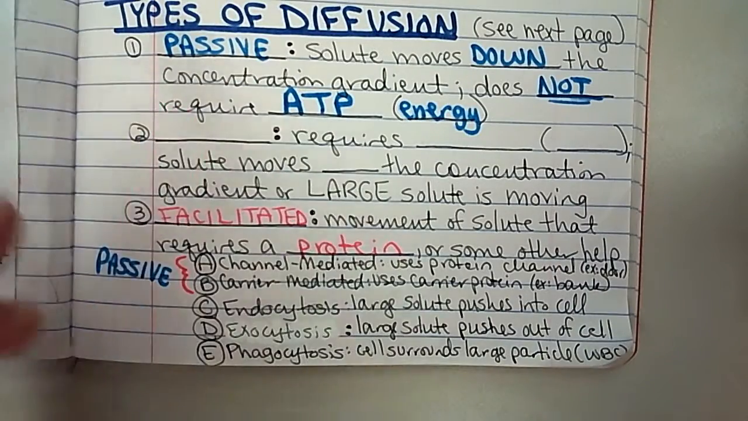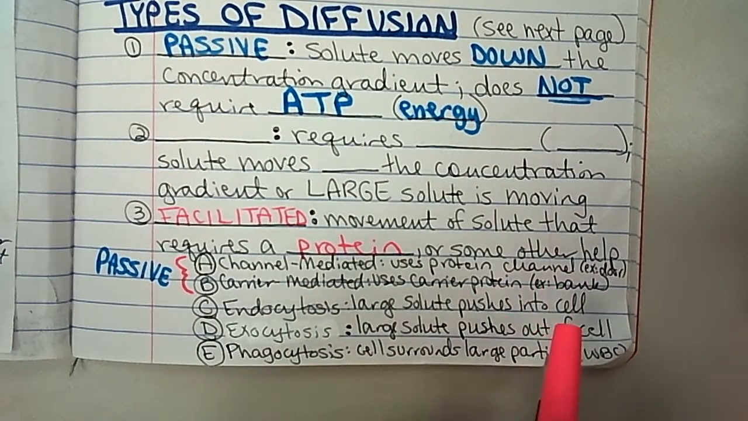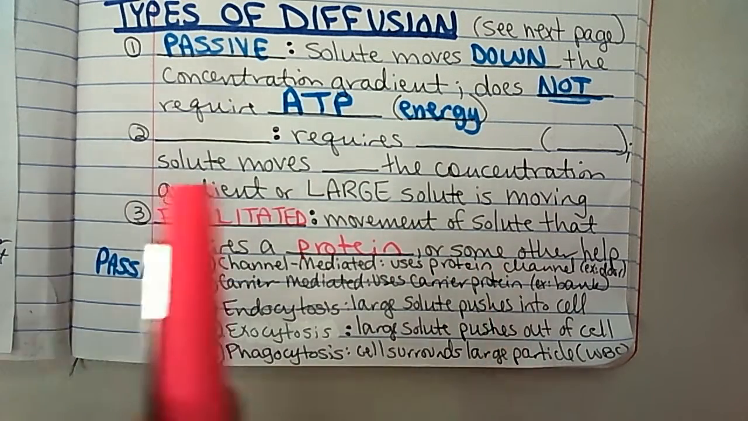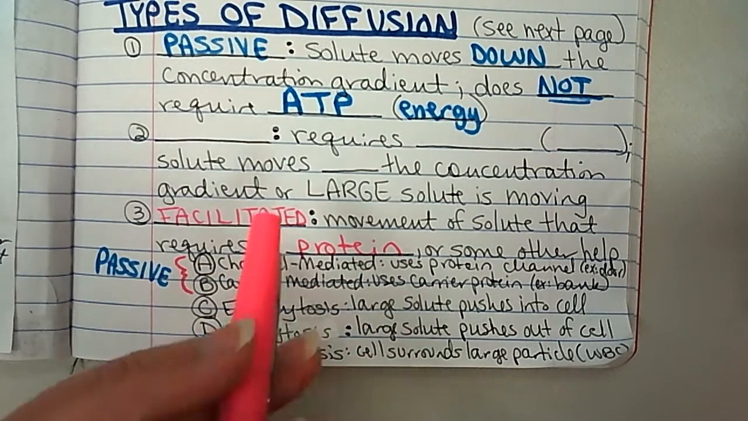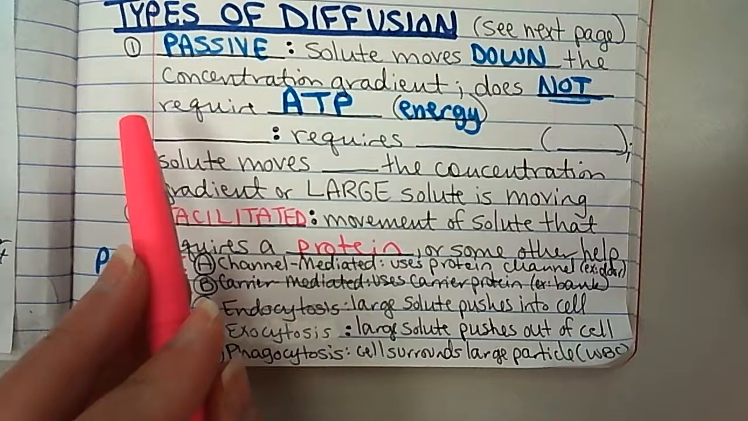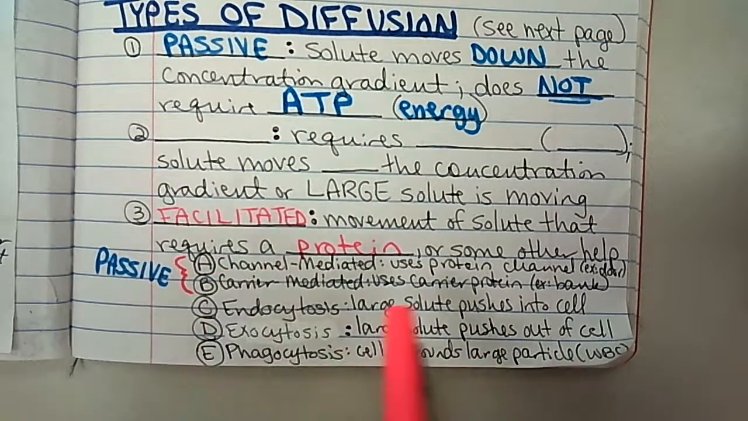So carrier mediated uses a carrier protein, and I think about that like the bank drive-through. When it's open on her side on the inside of the bank, it's closed on the outside of the bank, and then she pushes the drawer through and it opens on your side, but it's closed on hers. So that's kind of how I think about the carrier mediated protein. Those are all examples of passive, moving down the concentration gradient, not requiring energy, and you can either just move through the cell membrane if it's allowed, or it can use a protein channel.